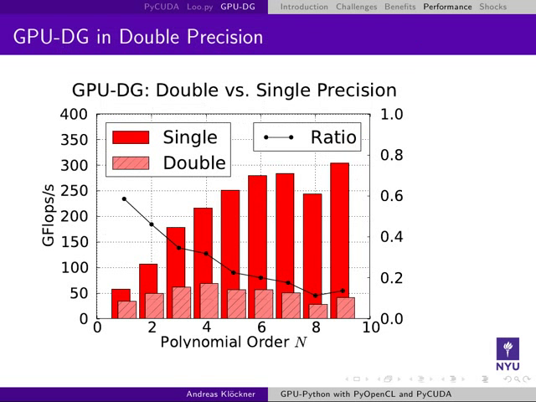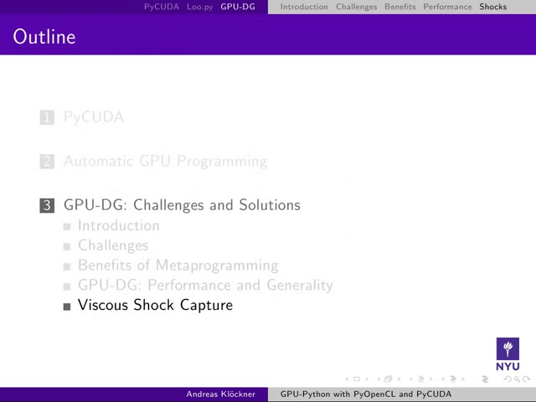This here is single precision versus double precision. It's just one of those slides that you need to convince people that double precision is not such a horrible thing to do, even if you're on the GPU, but I don't need to convince you.